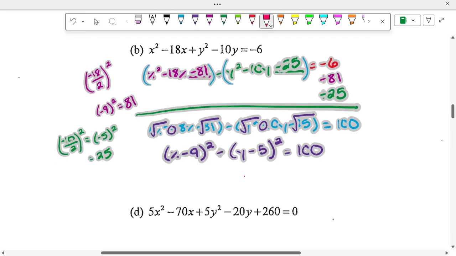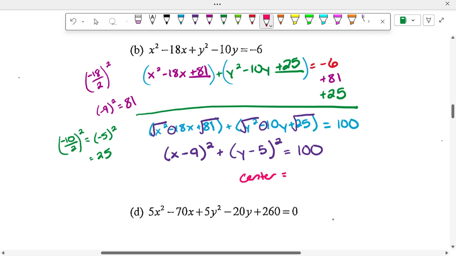So what would the center be? 9, 5. What would the radius be? 10.